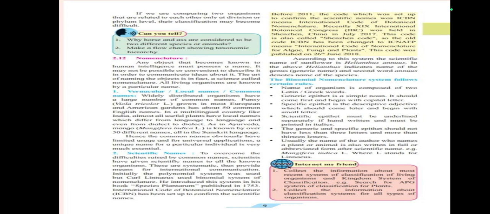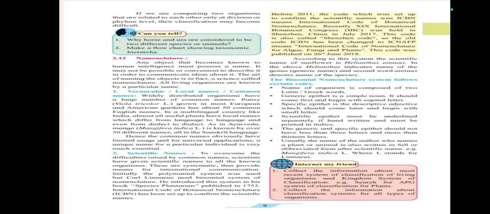Recently, an International Botanical Congress was held in Shenzhen, China, in July 2017. This code is also called the Shenzhen Code, and so the old code ICBN has been changed to ICNAFP, which means International Code of Nomenclature for Algae, Fungi and Plants. This code was published on 26 June 2018. According to this system, the scientific name of sunflower is Helianthus annuus.